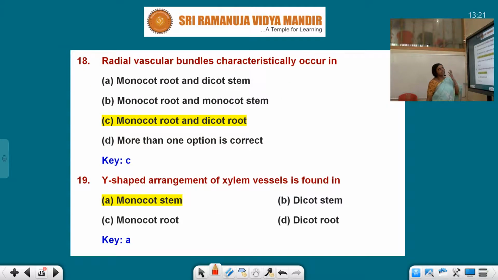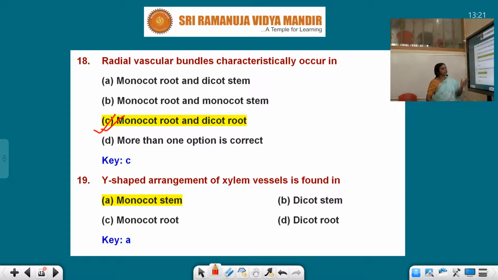Radial vascular bundle characteristically occurs in the radial type of vascular bundle present in both monocot root and dicot root. So this is correct. In all the roots, it is always radial, alternate, closed, exarch. You have to learn this by heart for all the roots, either monocot or dicot. Root always has a radial type of vascular bundle, alternate type, exarch because protoxylem is towards the periphery and metaxylem is towards the center, and closed because cambium is not present in the case of root.